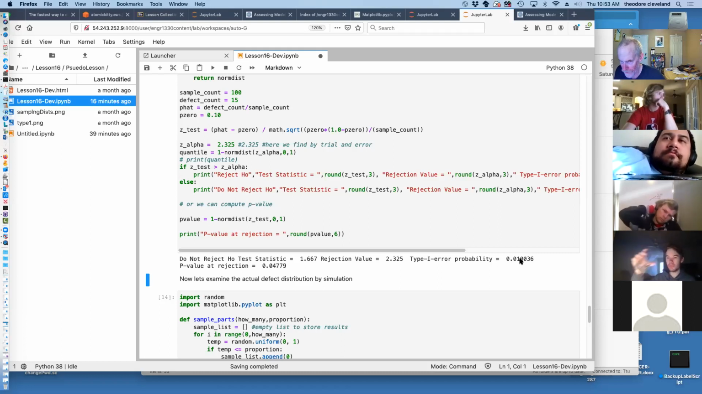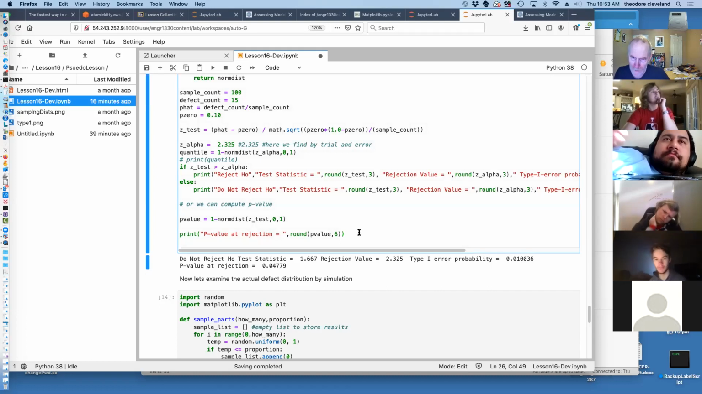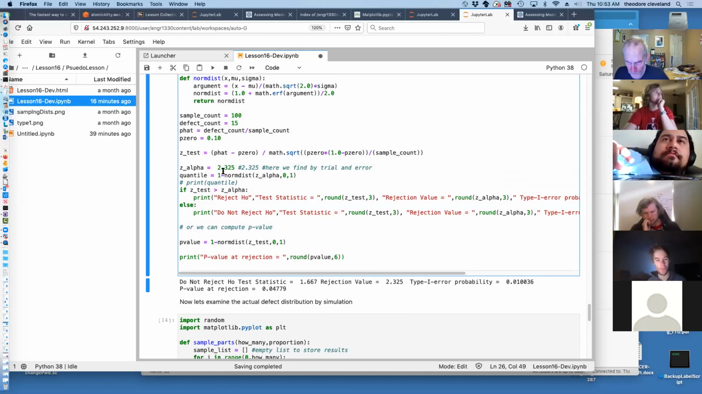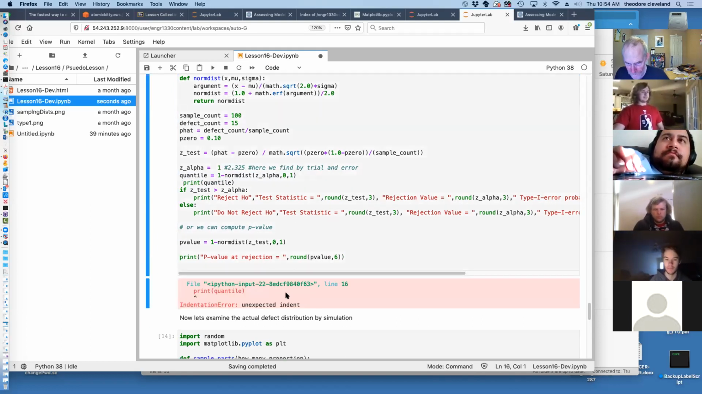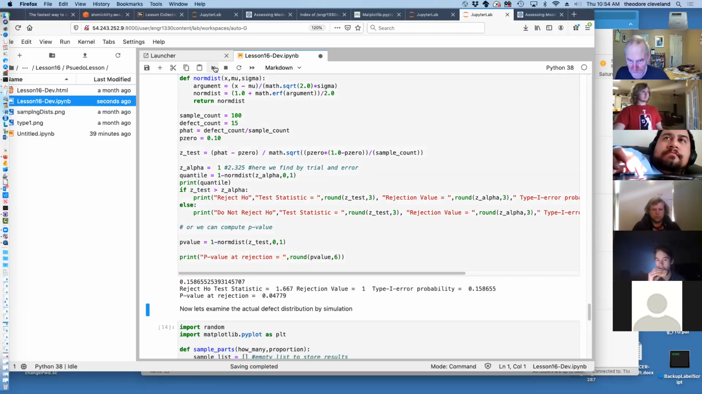If our type 1 error rate was larger, we might get a different result. Let's suppose we didn't know what z alpha was to begin with. So we can make a guess, and what we're gonna look at is the value of the quantile. Let me go ahead and activate the print statement. And so we will ignore all the stuff below that. When we're first trying to find z alpha, we will print the value of quantile.